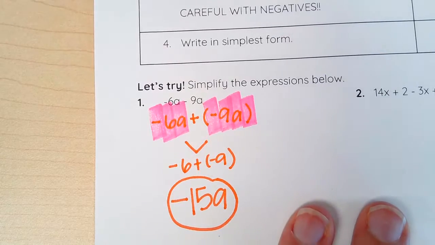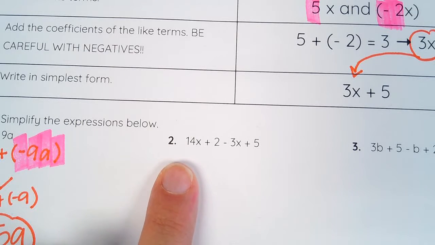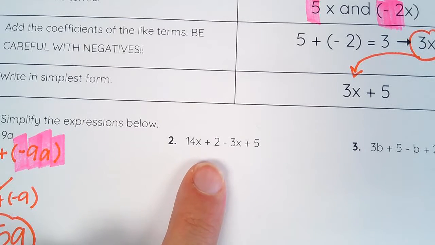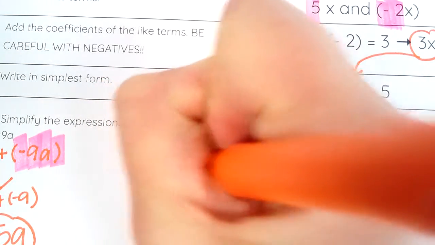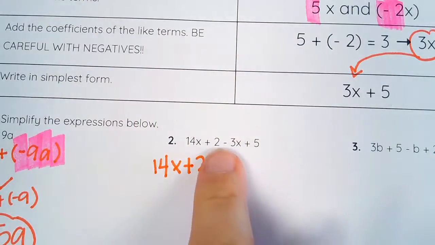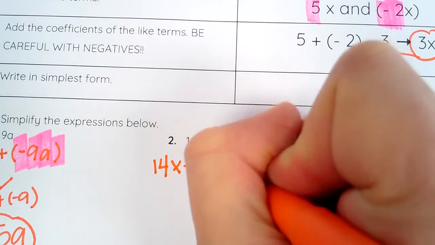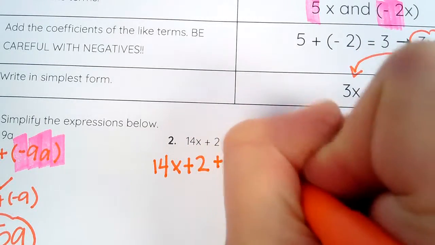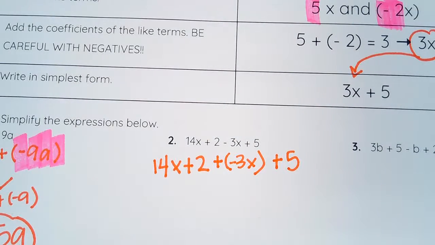Let's take a look at this second example. How would I rewrite number 2, 14x plus 2 minus 3x plus 5? How would I rewrite that? Well, I can keep my 14x plus 2. My subtraction needs to turn to addition. And then my positive 3x needs to become negative 3x. My plus 5 stays the same.